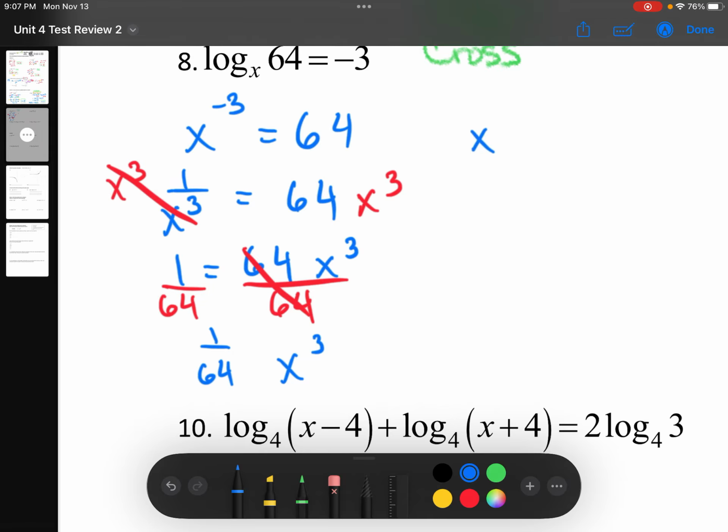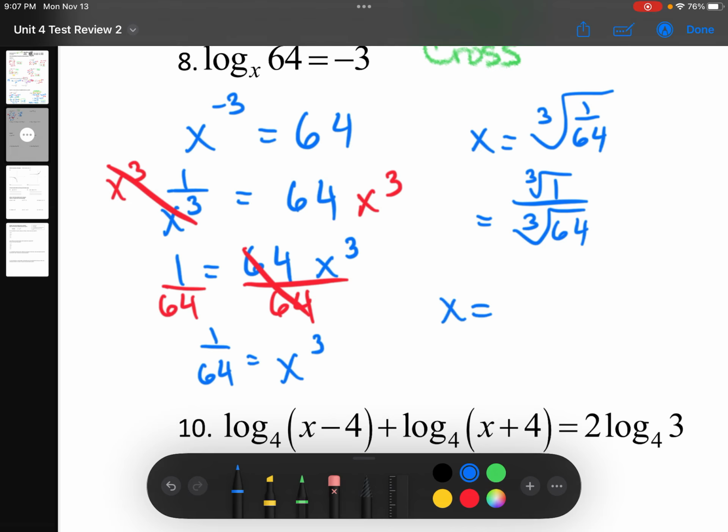So to undo that 3rd power, we do the 3rd root, or cube root. We'll do the cube root of 1 over 64, which would be the cube root of 1 over the cube root of 64. Any root of 1 is always 1. The cube root of 64 is 4, because 4 to the 3rd is 64. So x here is 1/4.